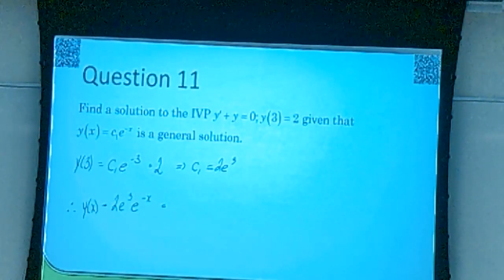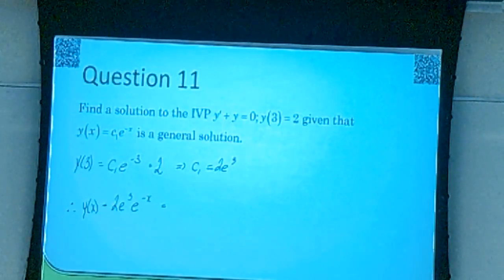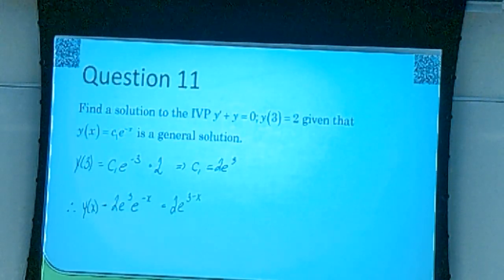So let's test our algebra knowledge. Pop quiz. How's that simplify? Two e to 3 minus x. Here's our solution.